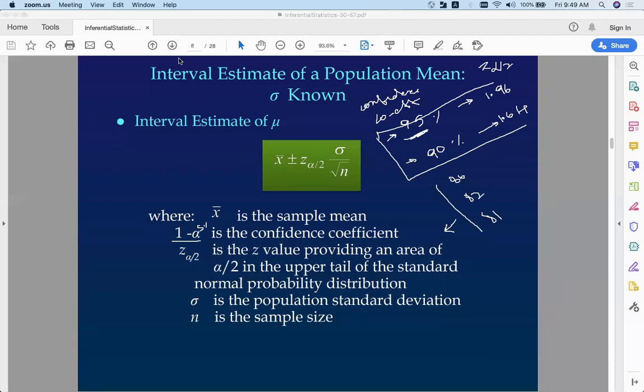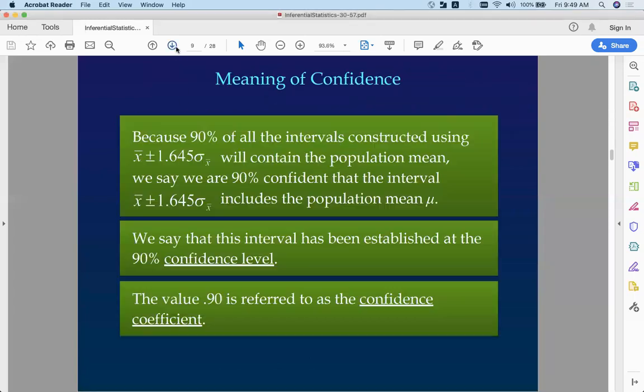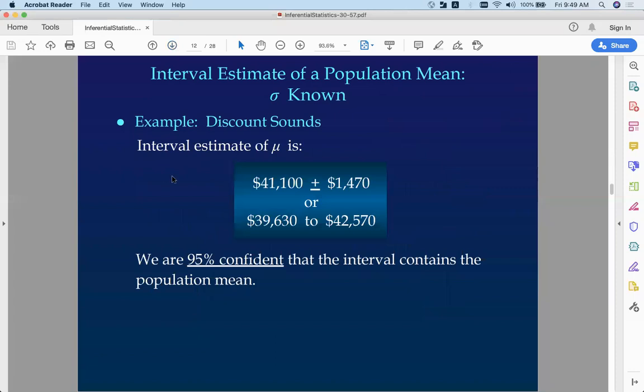So if you come back to this answer, what it means is the interval estimate of mu is basically between $39,630 to $42,570, and we are 95% confident that this interval contains the population mean. Okay, so this is that 95%. Is it clear? Any questions?